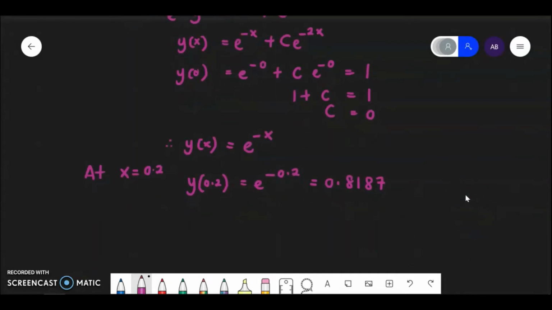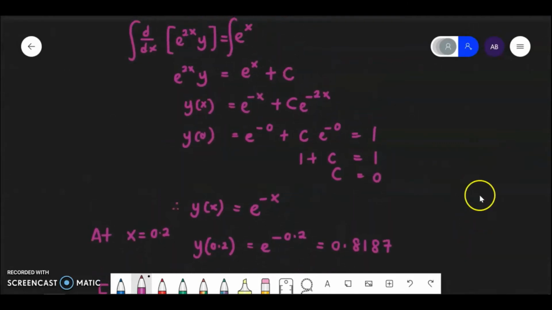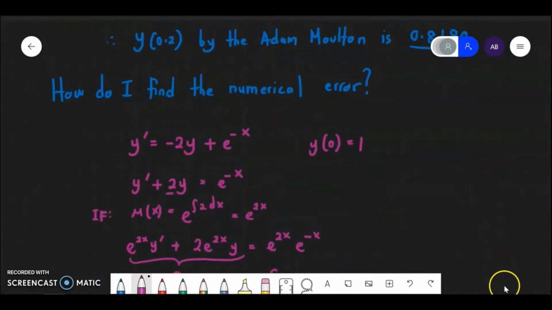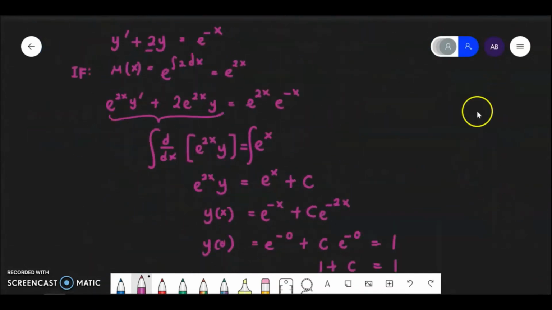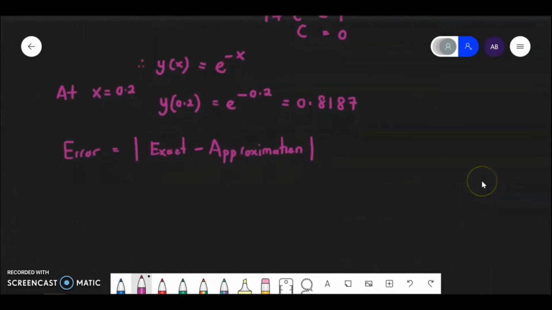Okay, that's okay. Now what you do here, we want to find the numerical error, right? So what is the numerical error? The error, my spelling is not correct, is given by the absolute value of the exact minus the approximation. The approximation is by the Adams-Moulton, this is the one we got. By the Adams-Moulton it is 0.8190. Okay, so let's find the error now.